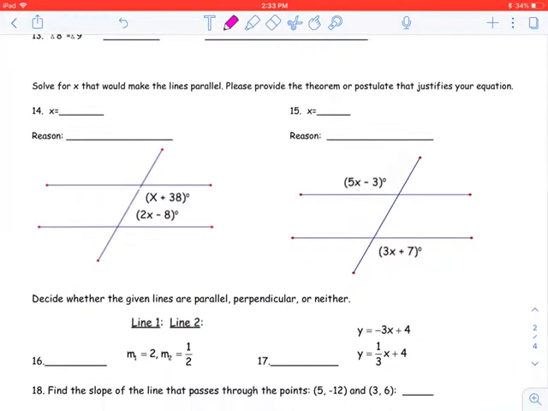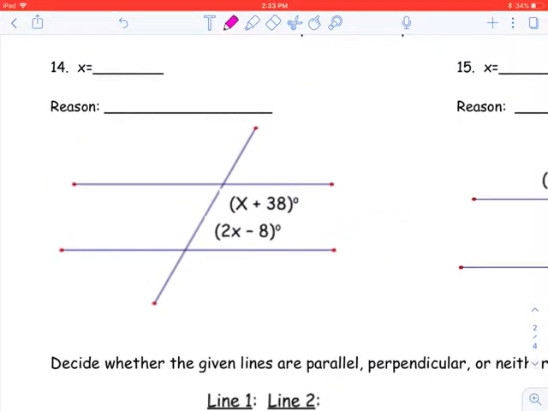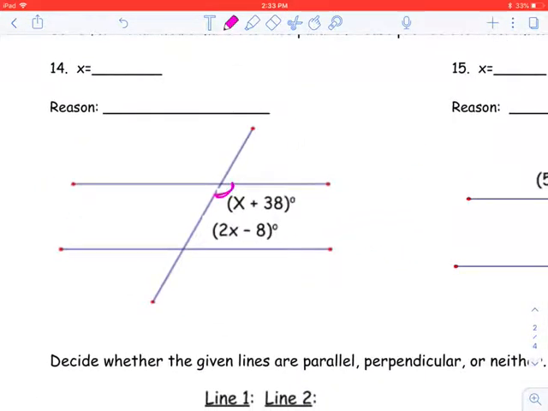In this one, we're using the same principles, but this time we're looking for what the x value is based on the relationship. I've got these two angles. They're interior angles, and they're on the same side, which makes them consecutive interior angles. If they're consecutive interior, that means they're supplementary. So my equation would be supplementary adds up to 180.